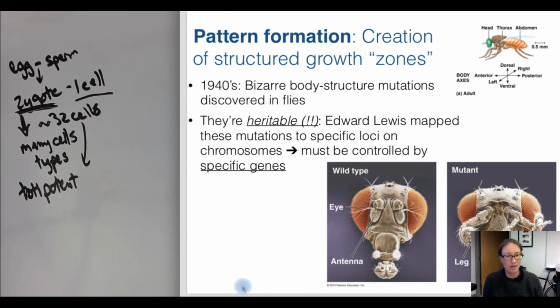So I've illustrated one of them on this slide, and if my head's hiding it, you should look at the lecture slides as well. But this is a mutation in flies that causes a fly to develop legs where ordinarily it would develop antennae. And the coolest thing about these is that these mutations are heritable. So you can map these mutations to specific locations or loci on chromosomes. So what that tells us is this tendency to grow legs out of your antenna holes is heritable, and it must be controlled by specific genes.